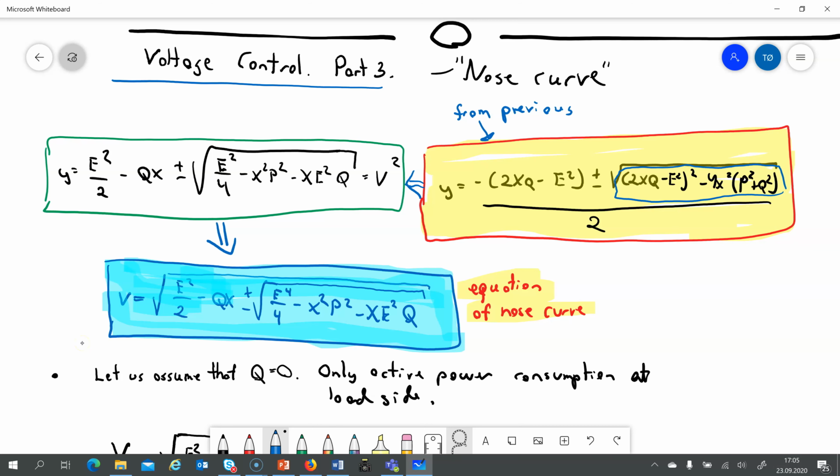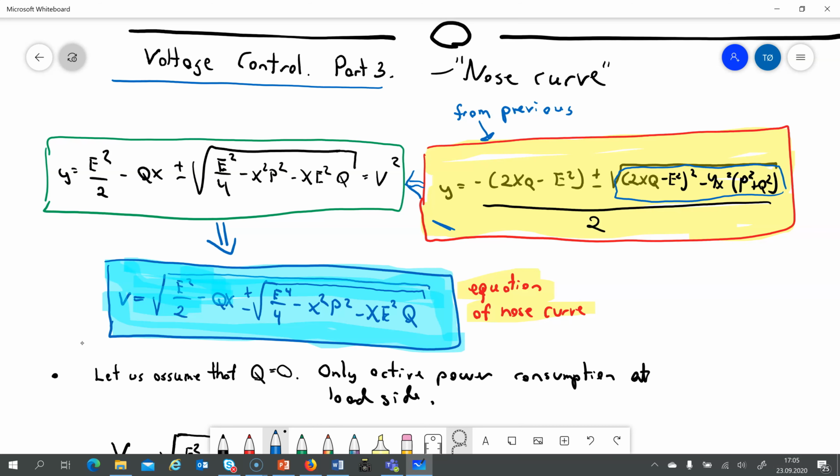Hi, we will now continue on part 3 of the voltage control, and we will now look at the development of the nose curve equation, where we have already developed it, but we will now like to visualize it also. To the right-hand side here we have the previous equation that we developed, this secondary equation, and from that equation we can write it in a different manner.